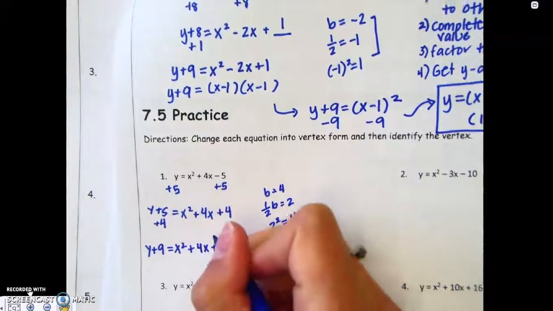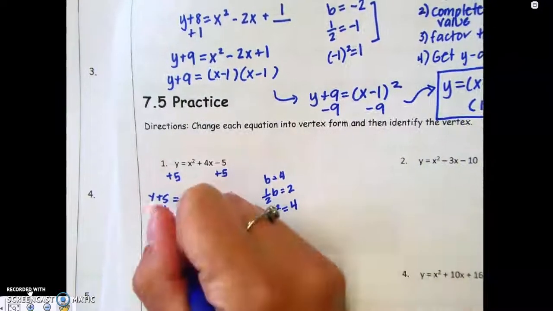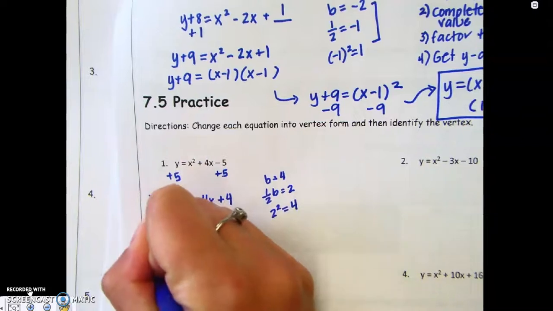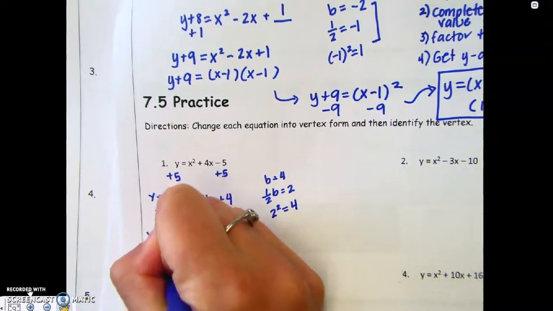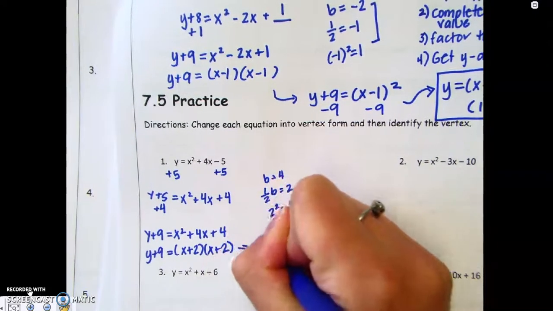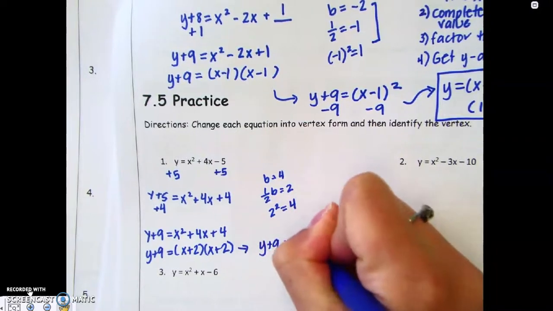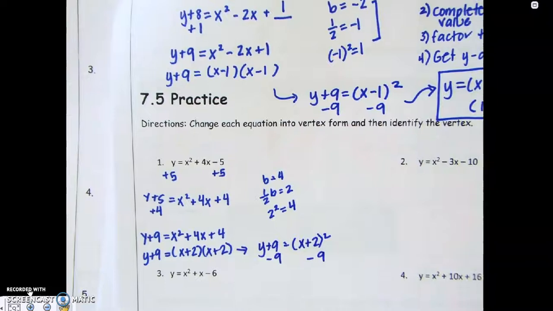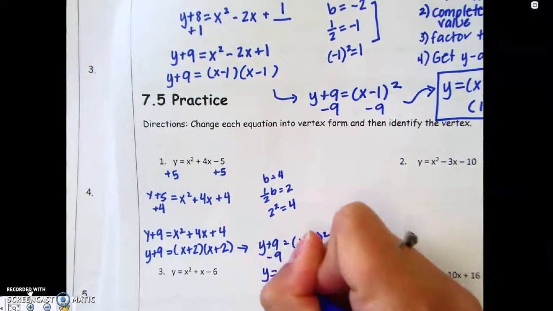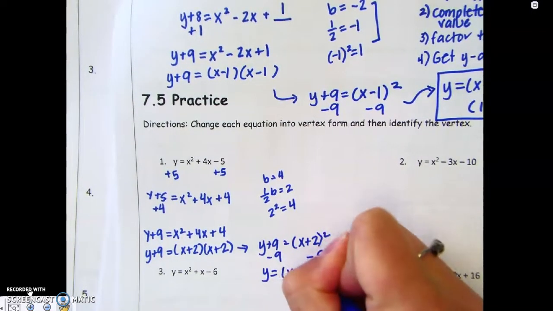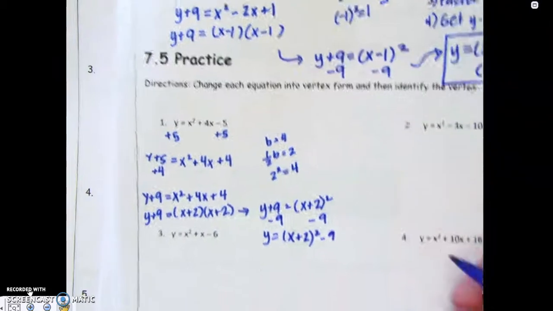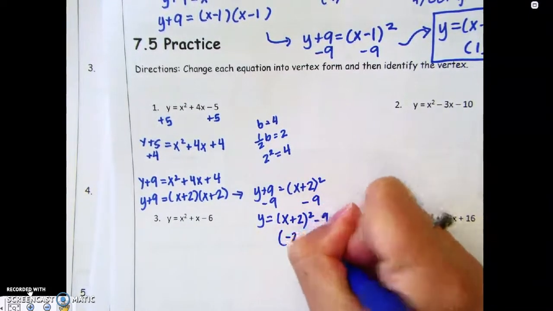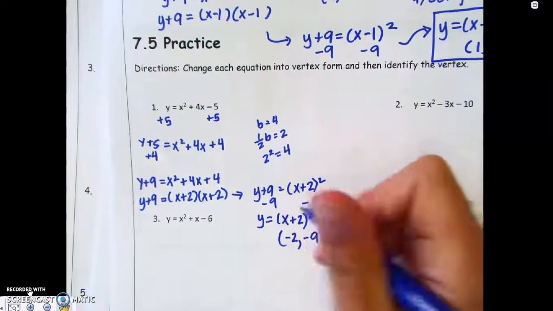Now I can factor this side. Factors of 4 that add to be 4: x plus 2. They should be the same. So that becomes y plus 9 is equal to x plus 2 squared. And then my last step is to get y by itself. So I'm going to subtract 9 from both sides. So I'll have y equals x plus 2 squared minus 9. And then my vertex is -2, -9. Remember, it's always opposite what's in here, and then I take that y value there.